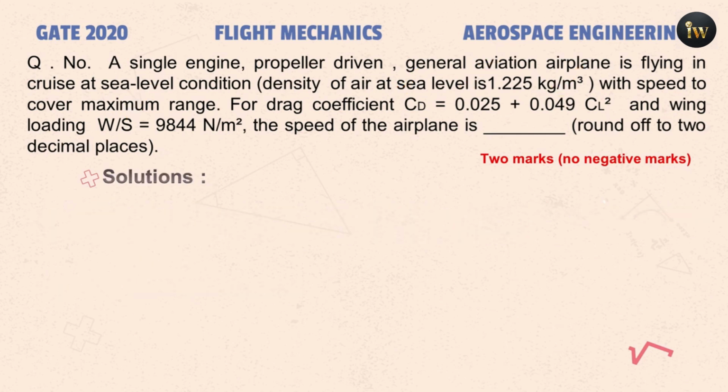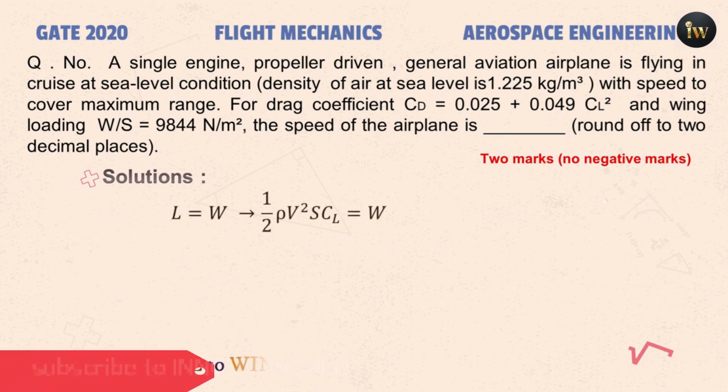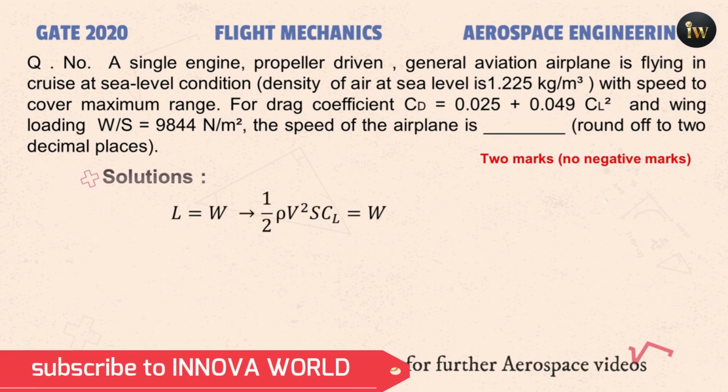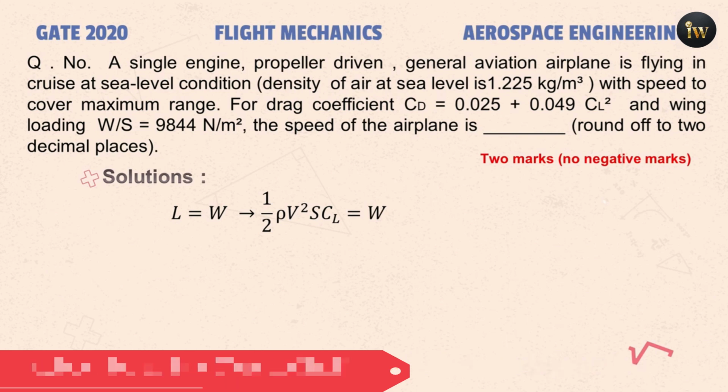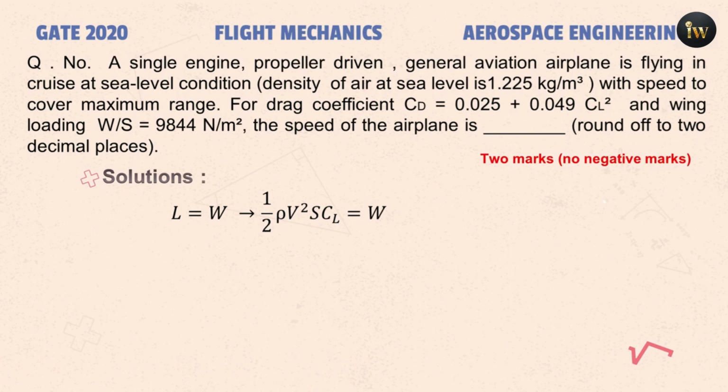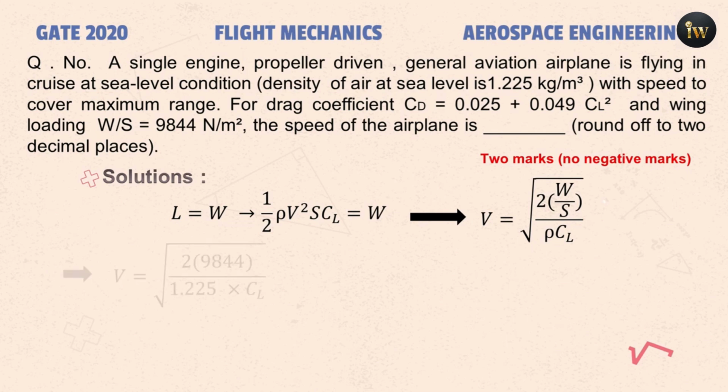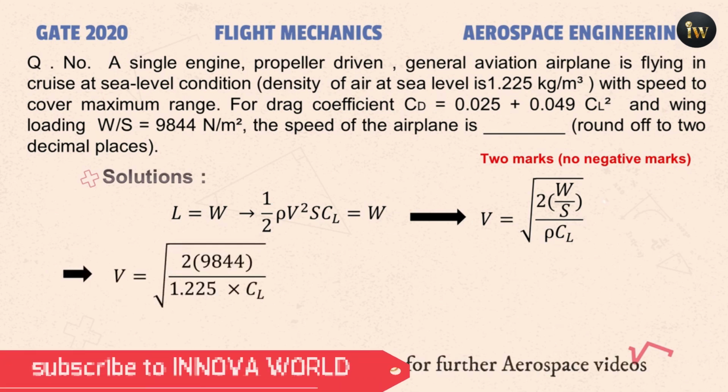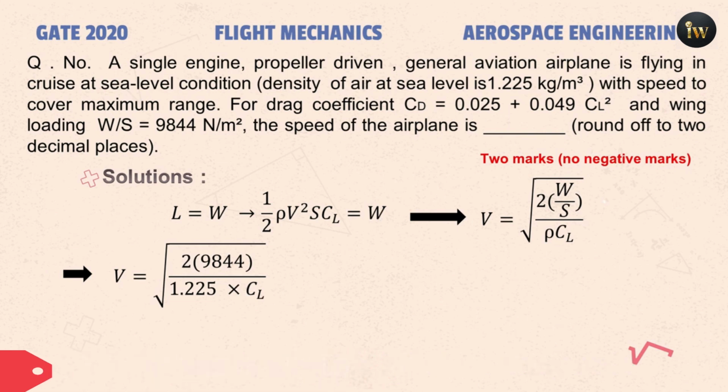Now based on the question, they have given maximum range. So first we'll go with the steady state condition, that is lift equals weight, and we know lift means half rho V square S CL equals weight. By rearranging we get V equals root over 2 W by S by rho CL. Now all the values are known: W by S is 9844 and rho is 1.225, and CL is unknown.